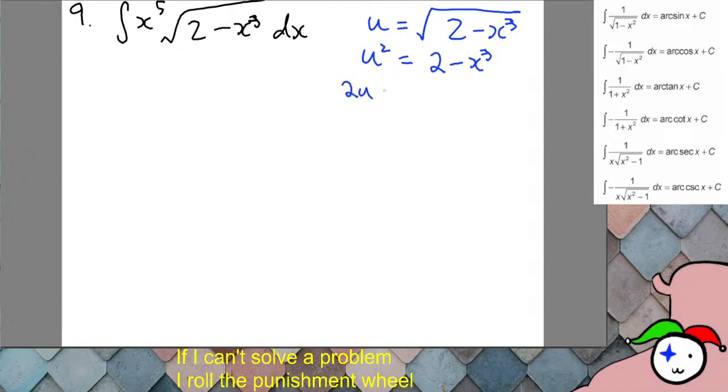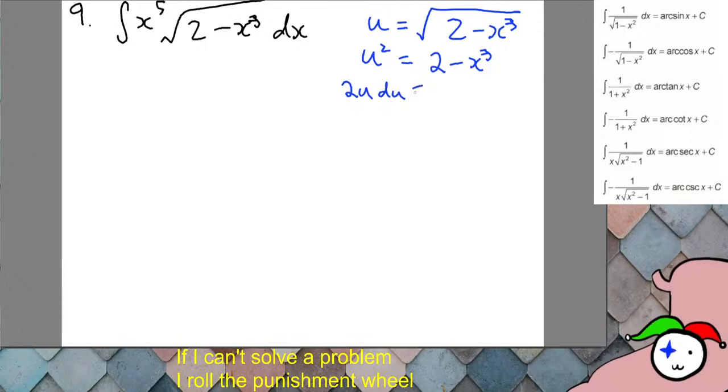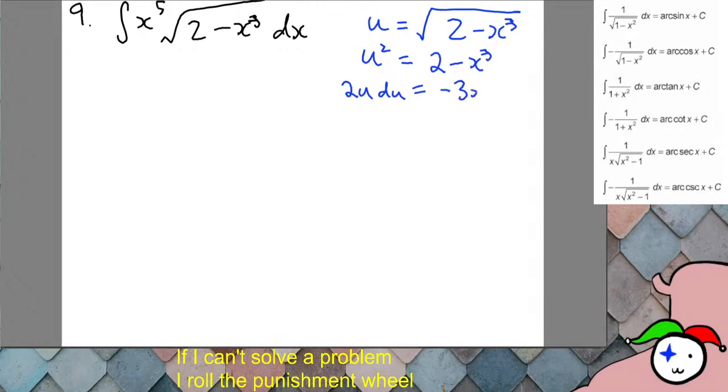So then you have 2u du, because you're deriving this side by u, and then deriving this side by x, equals minus 3x squared dx.